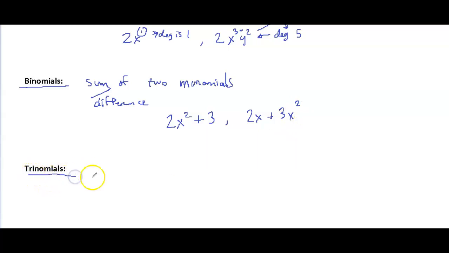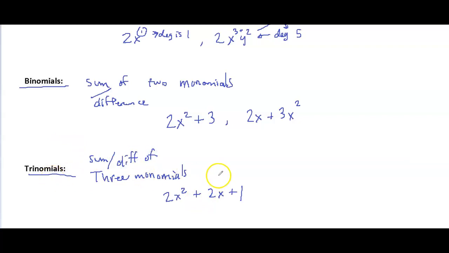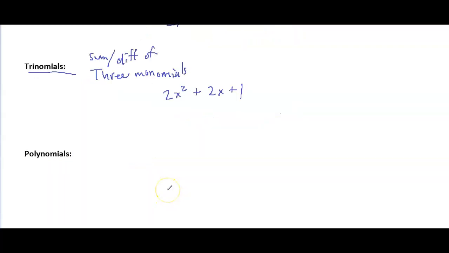Trinomials would be the sum or difference of 3 monomials. So 3x squared plus 2x plus 1 is considered a trinomial. So the sum or difference of 3 monomials.